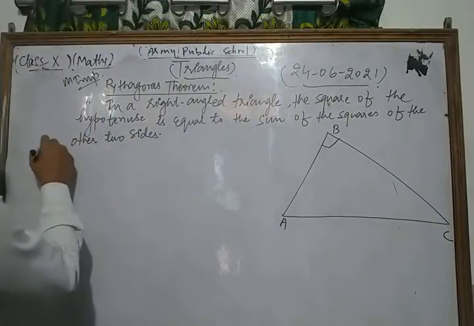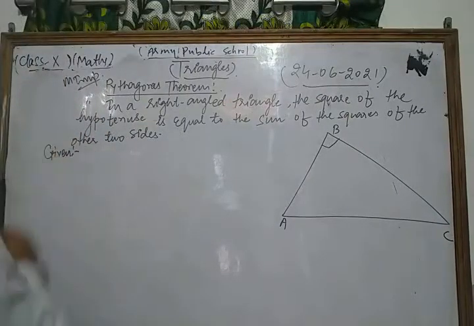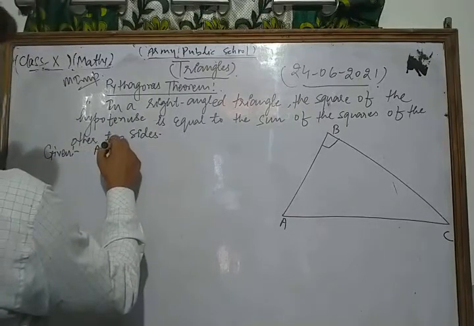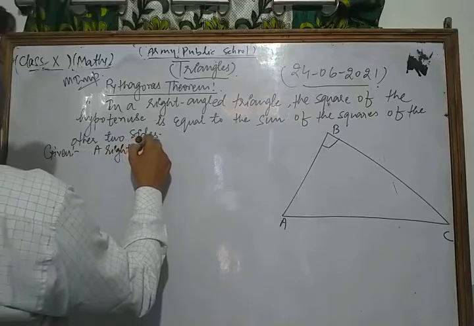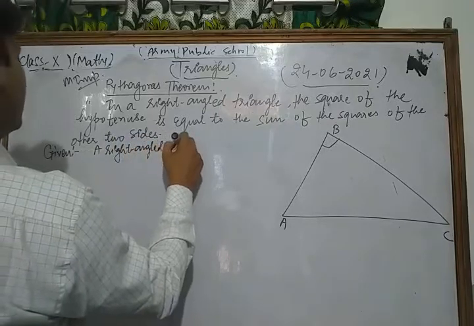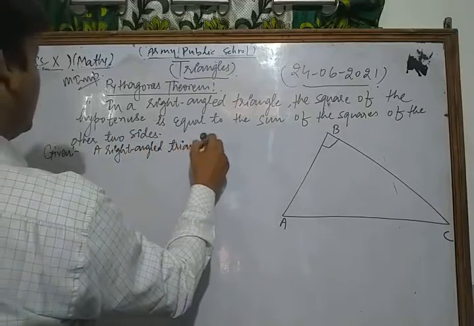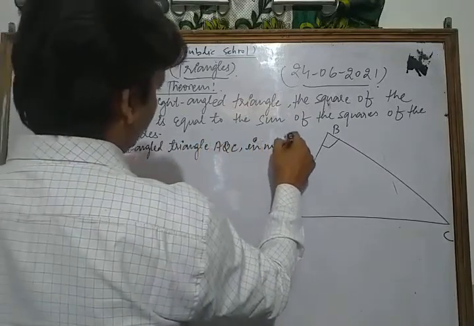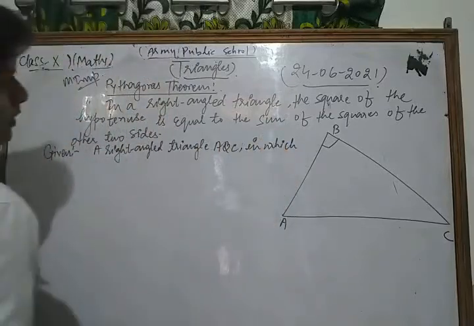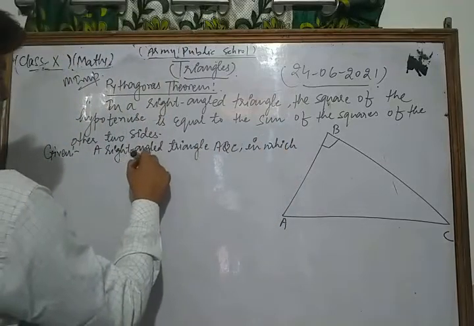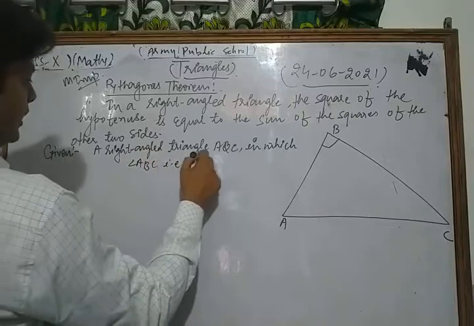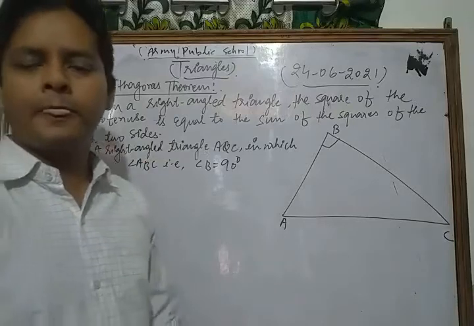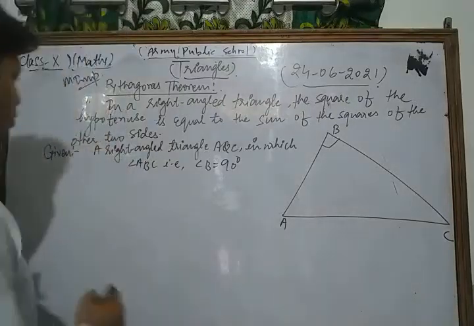So first of all we write Given. In Given we write: a right angle triangle ABC, in which angle ABC, that is angle B, is 90 degrees.